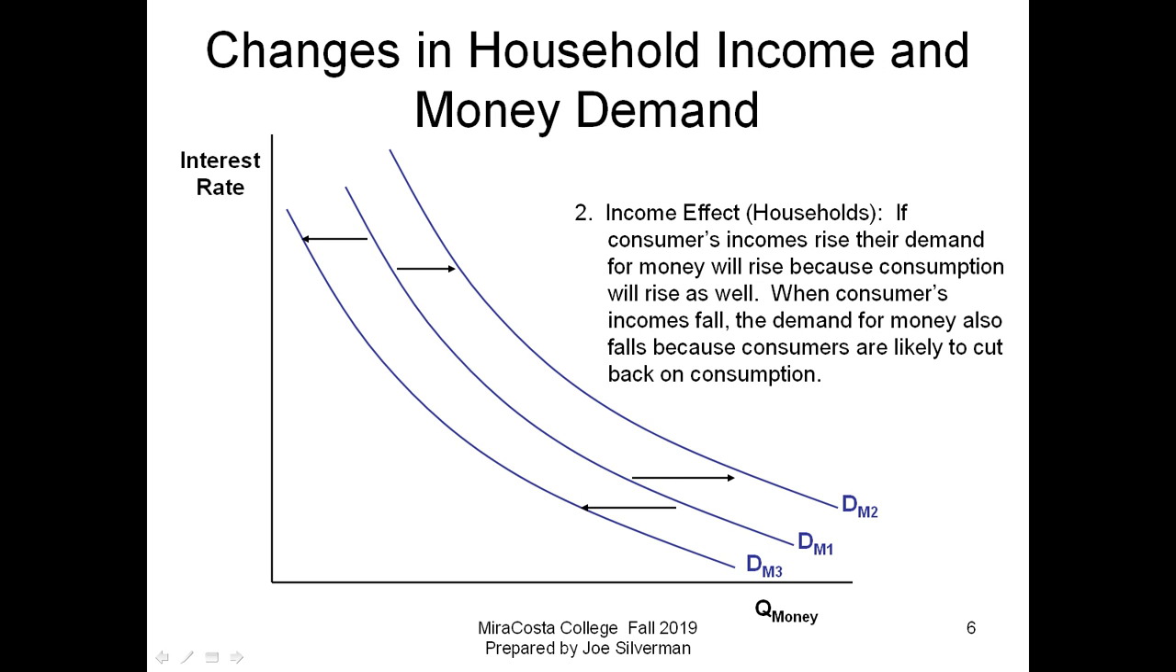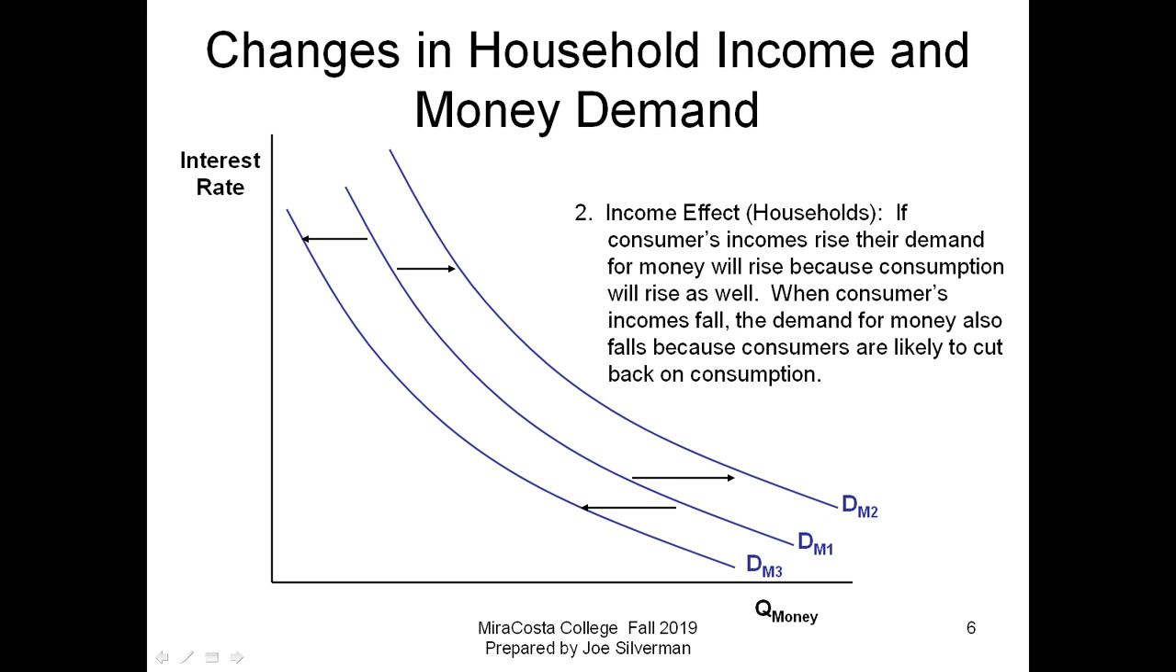Another thing that affects the demand for money would be household income. So if household income were to rise, because consumption and income are closely related, then people would consume more if their income goes up. So their demand for money would go up as well. On the other hand, if incomes were to fall, people would cut back at least on some purchases.